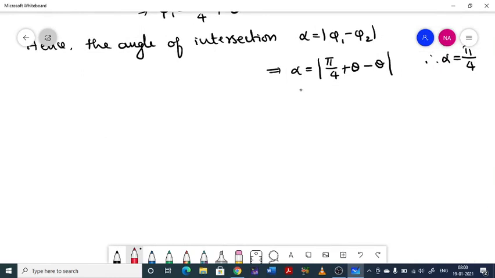Next, problem B. This looks very easy, but there are many steps here. r equal to a log theta and r equal to a by log theta. Solution.